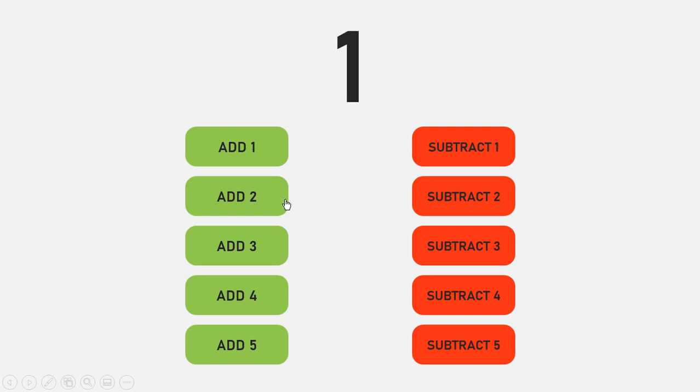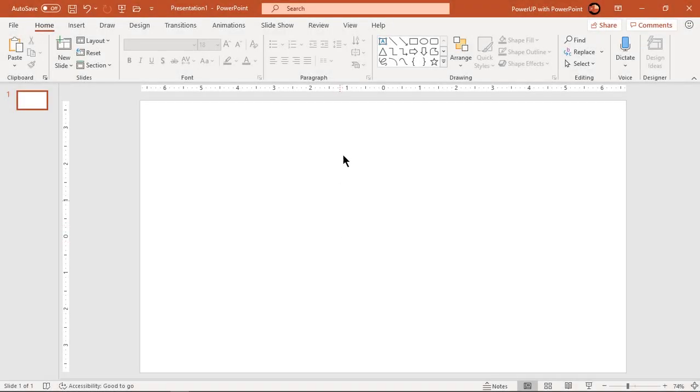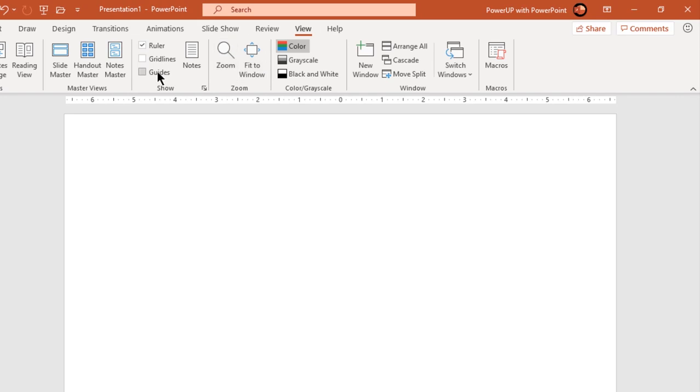Today we are going to create this addition and subtraction animation using PowerPoint. This video involves programming with PowerPoint VBA, using which we are going to do some simple calculation and update that value back into the text field. So let's get started. Let's first enable the guides and format the background with light gray color.